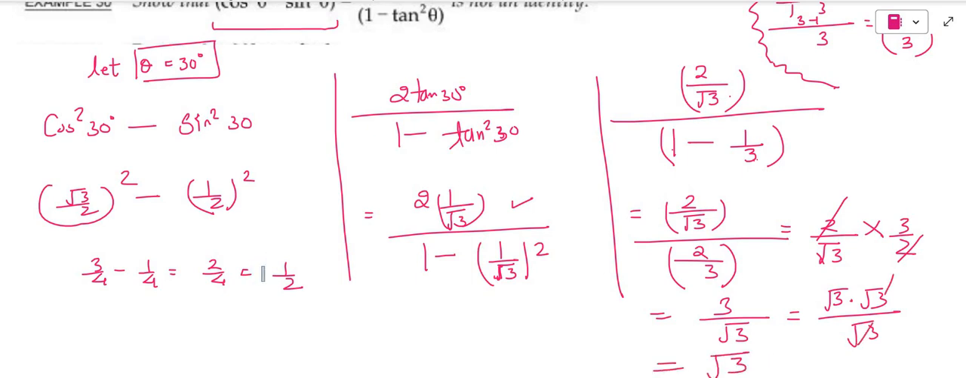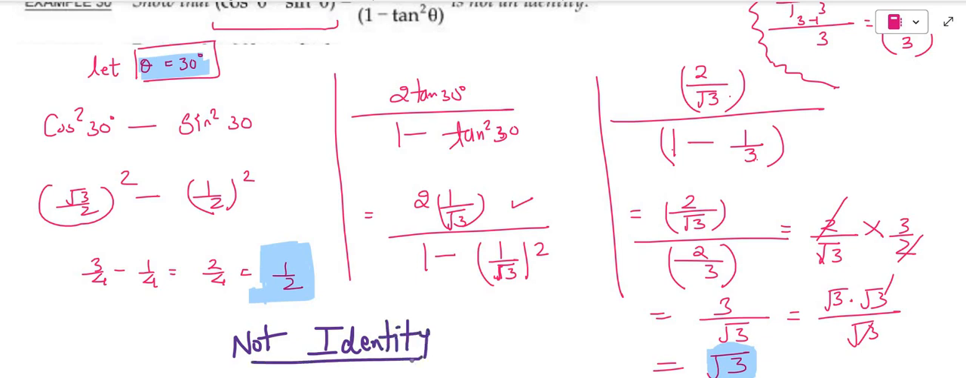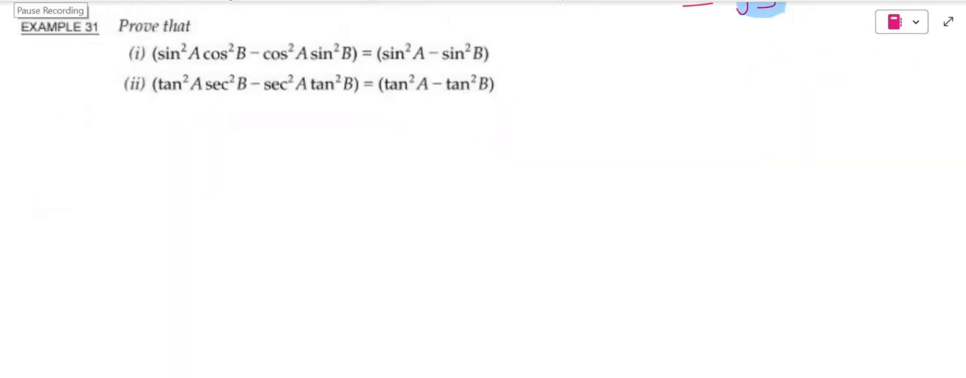So you see, on the left side we are getting 1 by 2 and on the right side we are getting root 3, with the same angle value. With the same angle value, both sides we are getting different values. So this is not an identity because we are getting different values on both sides. If it was an identity we should have the same values.